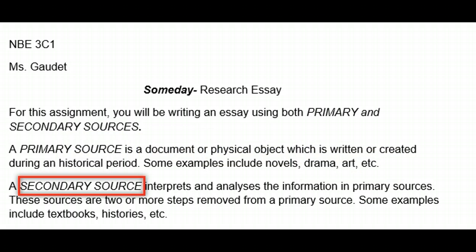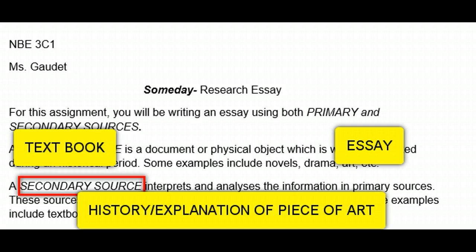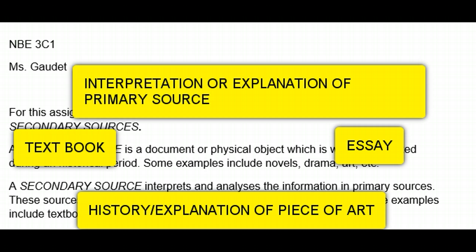Now, a secondary source interprets and analyzes the information given by the primary source. This could include a textbook, a history of a specific piece of art, an explanation of the piece of art and how it connects to the historical period that it comes from, an essay on a book, an essay on a play, anything that interprets and analyzes the information. These sources are two or more steps removed from the primary source.